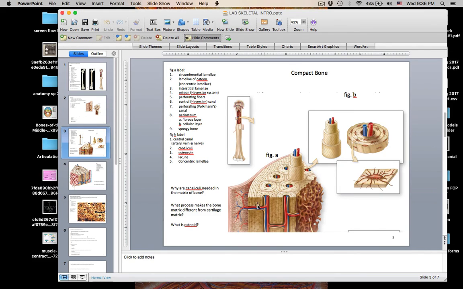This was just going through it again. Here's your Volkmann's canal, central canal, osteons, circumferential lamellae, concentric lamellae, interstitial lamellae. Here again you see the periosteum pulled off. Remember we said the periosteum is a source of blood and nerves to the bone. So here you can see it. What process makes the bone matrix different from cartilage matrix? Another question.